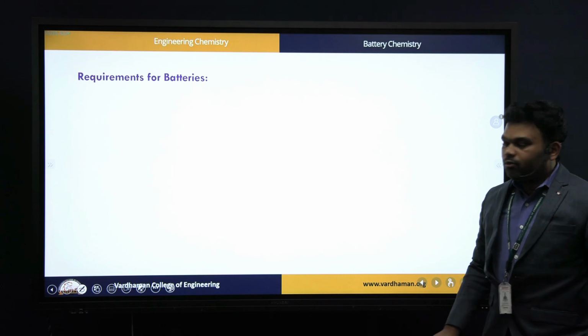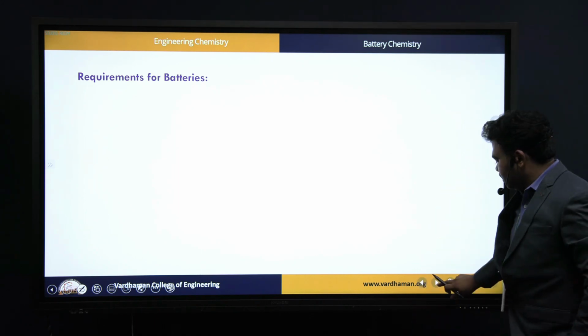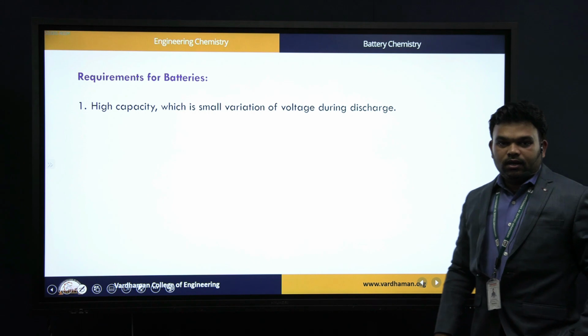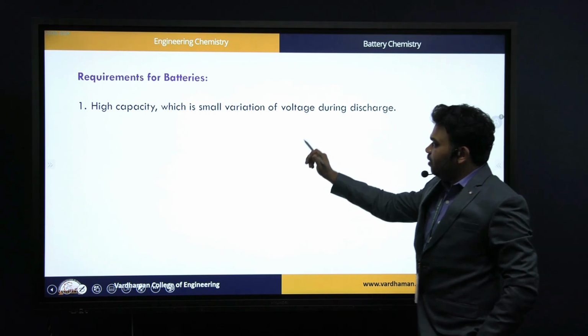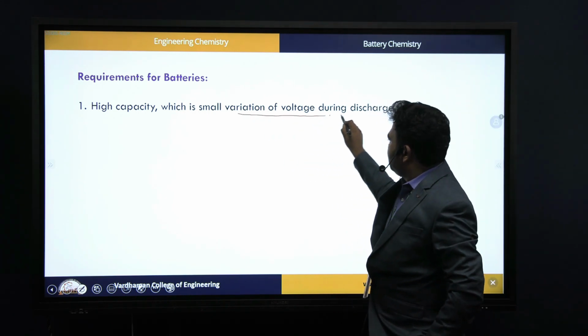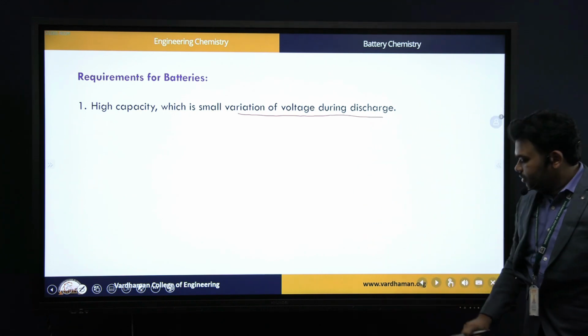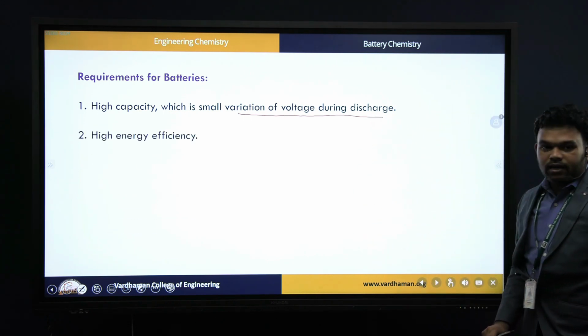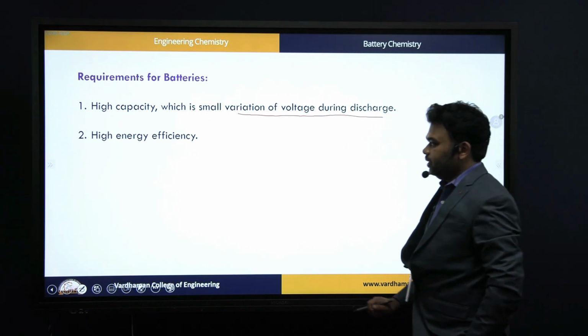Next, we are going to discuss the requirements of batteries. First one, high capacity, which means a small variation of voltage during discharging of the battery. Second one, high energy efficiency.